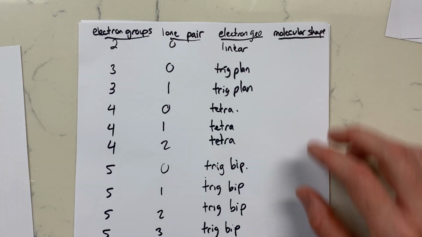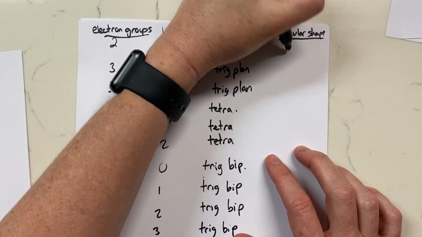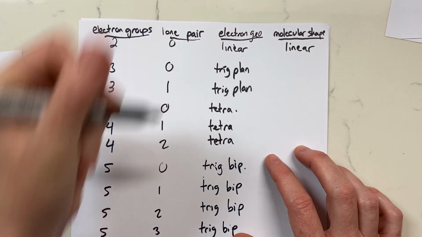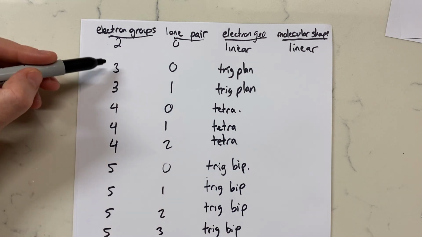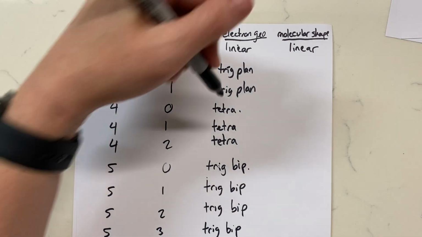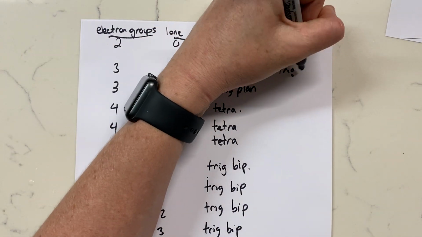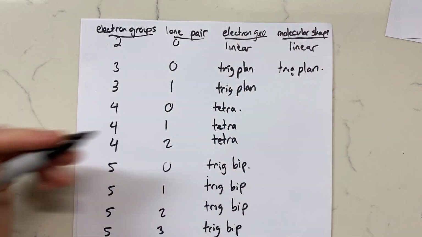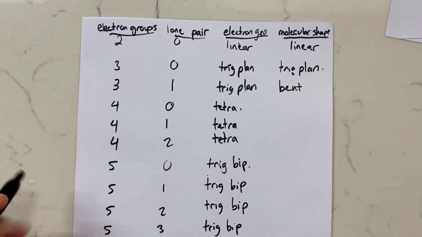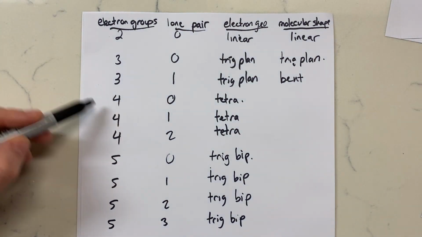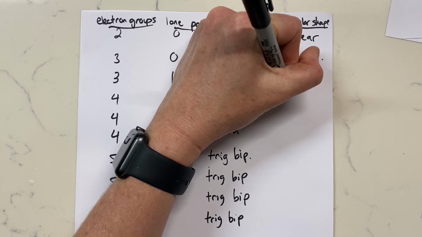Okay, next we're going to look at molecular shape. So molecular shape for a linear thing is going to be linear because there are not going to be any lone pairs. Then for when we have 3 electron groups, anytime you have 0 lone pairs, the molecular shape is going to be the same as the electron geometry. So this is going to be trigonal planar. But if you have 1 lone pair, this will actually become what we call bent. For tetrahedral, again, if you have 0 lone pairs, the molecular shape and electron geometry are the same, so this would be tetrahedral.